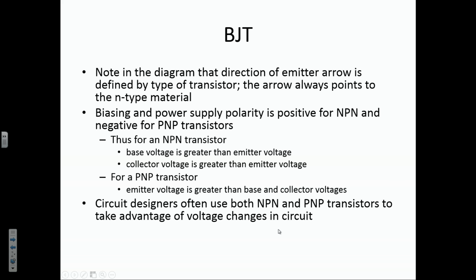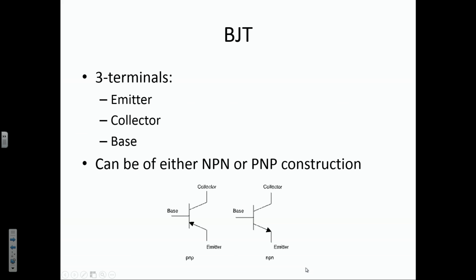Now, note in the diagram that I just showed you that the direction of the emitter arrow is defined by the type of the transistor, and that's why we use PNP and NPN separately. The arrow always points to the N-type material. Let's just go back and look at that again.